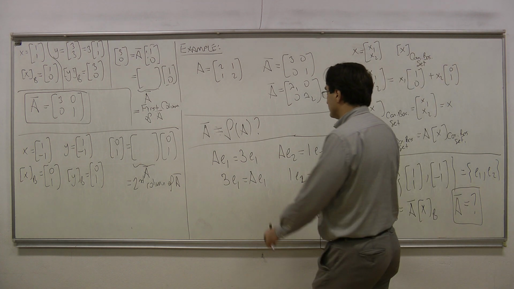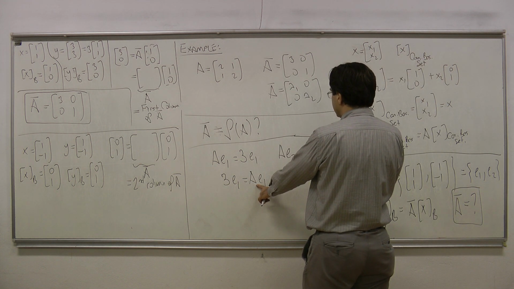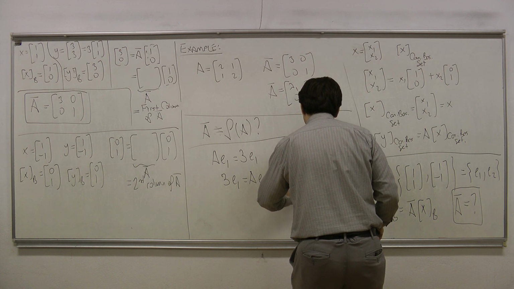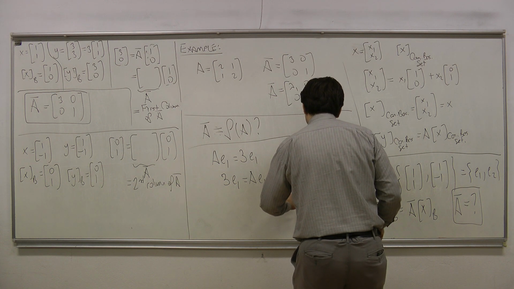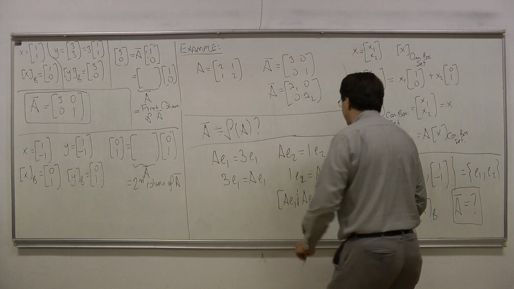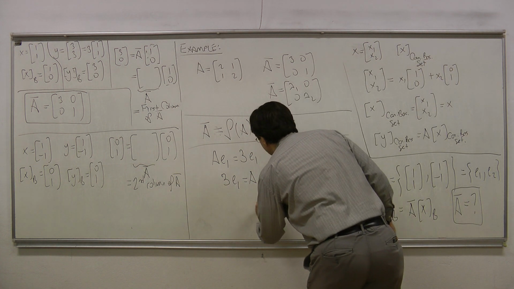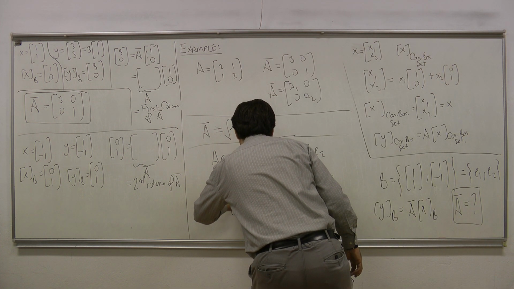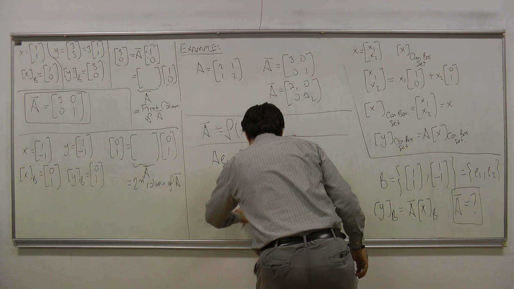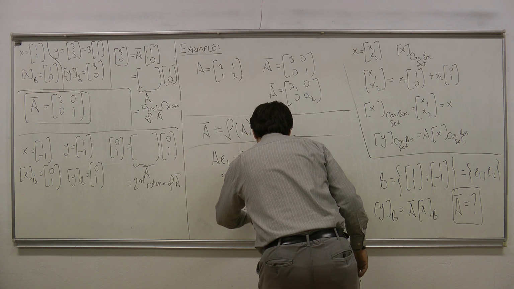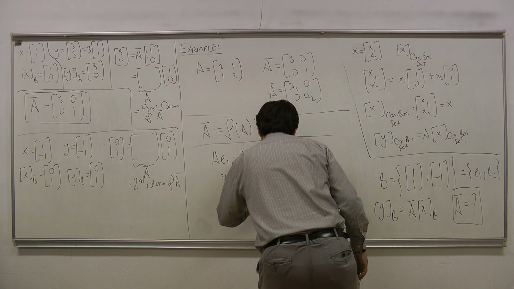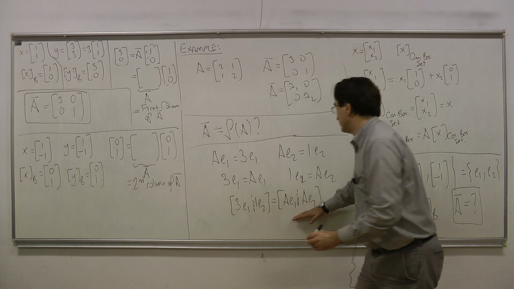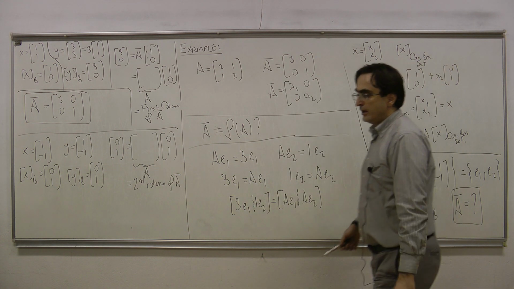Now what I'm going to do is collect the right-hand sides into a single matrix. These are the column vectors, AE1 and AE2. I will put those column vectors into the columns of a single matrix. Then I will do the same thing for the left-hand side as well: 3 times E1 and 1 times E2. So now these are 2 by 2 matrices on the left and on the right.